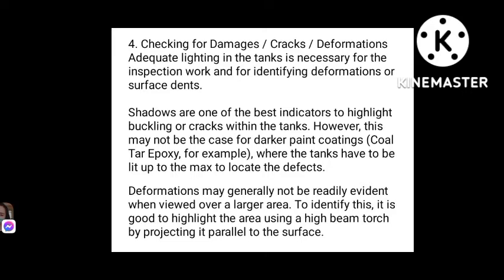So shadows are one of the best indicators to highlight buckling or cracks within the tanks.